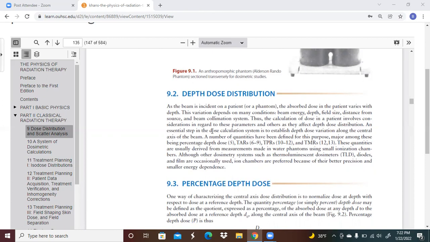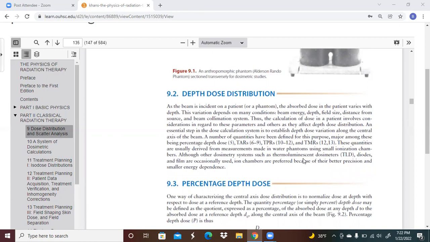So we're going to take the essential step in dose calculation systems to establish depth dose variation along the central axis of the beam. And we're going to end up defining a number of quantities. We're going to have tissue air ratio, TARs. We're going to have TPRs. We're going to have TMRs.